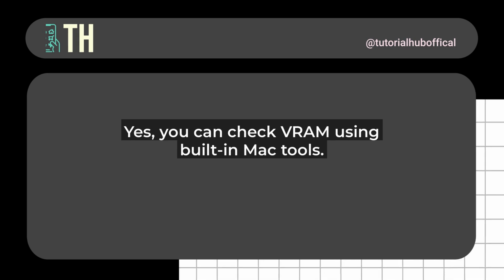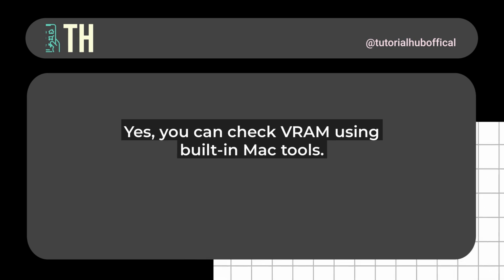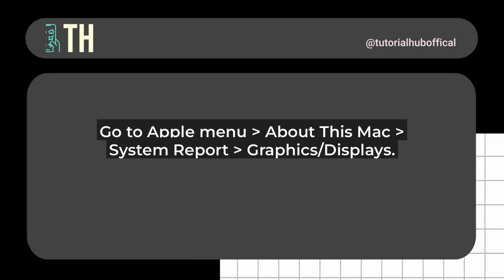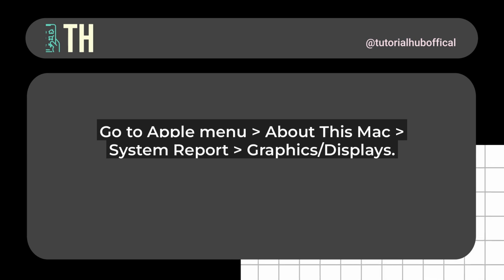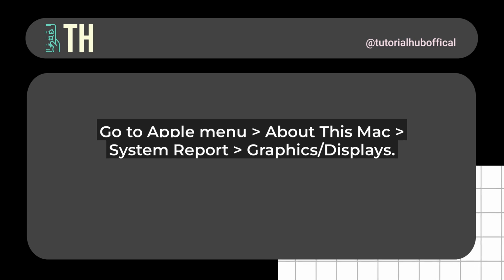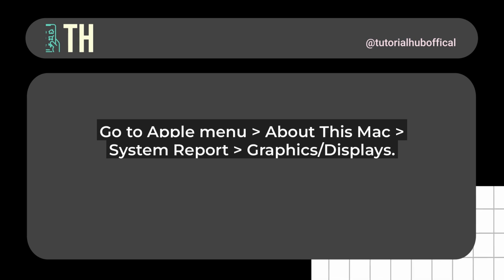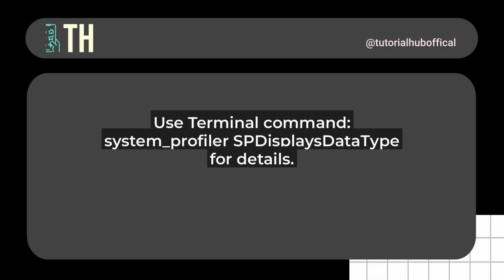Now, onto the main event. Yes, it's absolutely possible to check your VRAM on a Mac. The simplest way is through the built-in System Information tool. Just click on the Apple menu in the top left corner, select About This Mac, and then hit the System Report button. In the window that pops up, navigate to the Hardware section and look under Graphics/Displays. There, you'll see details about your GPU, including the amount of VRAM available. For example, you might see something like 8 GB or 16 GB, depending on your model.